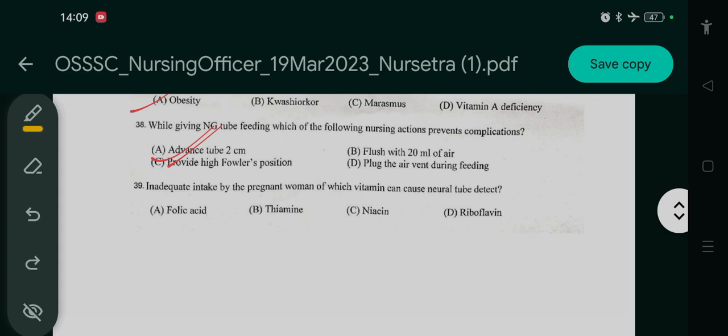Why not the other options? Option A, advance the tube 2 centimeters. We cannot advance the tube before confirming the placement, so option A is incorrect. Option B, flush with 20 ml air, no need to flush 20 ml air; there is no significance. Option D, block the air vent during feeding, depends upon the tube, so option D is also incorrect. Option C is correct to prevent aspiration.